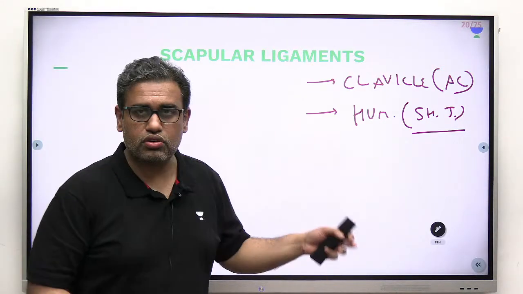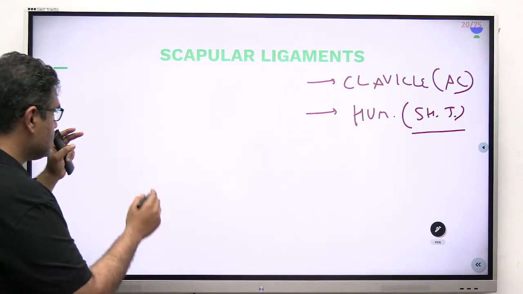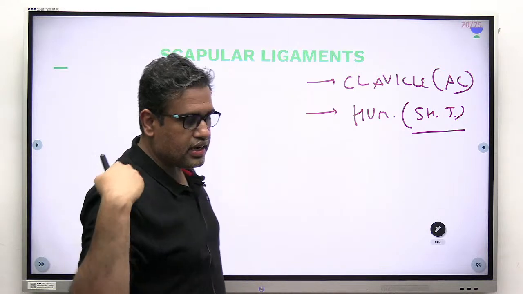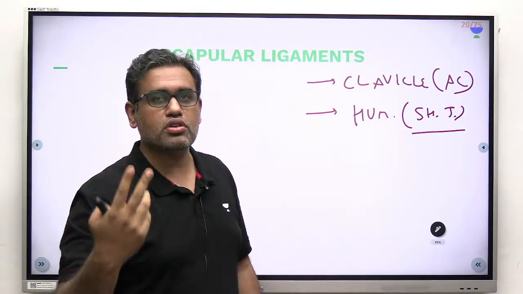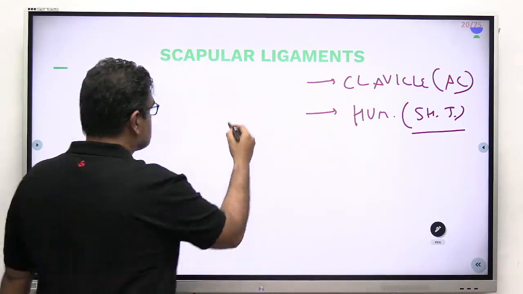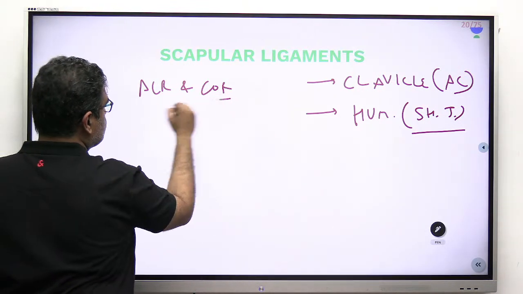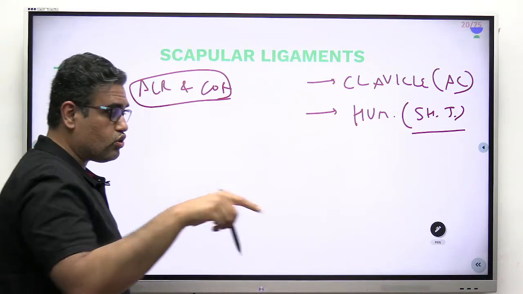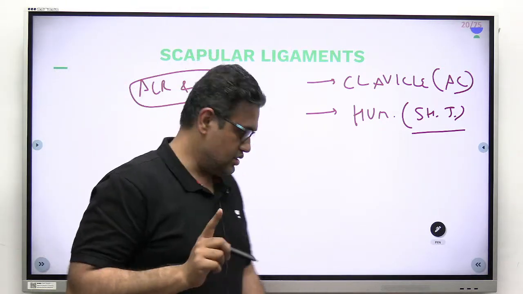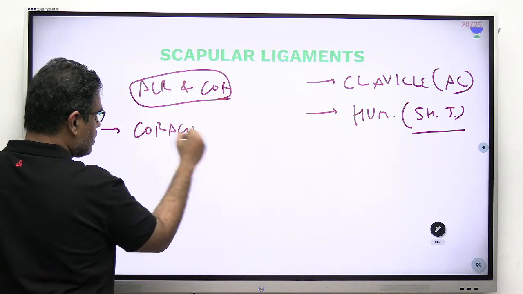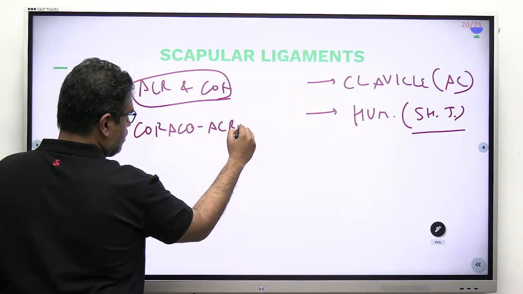Some we have done already, like the coracoclavicular. What is left over here is, you have seen the most superior and lateral part of the shoulder, that is the acromion process. Between the acromion process and the coracoid process, you have a ligament known as the coracoacromial ligament. Very important ligament. Remember its name. It goes from coracoid to acromial, coracoacromial ligament.